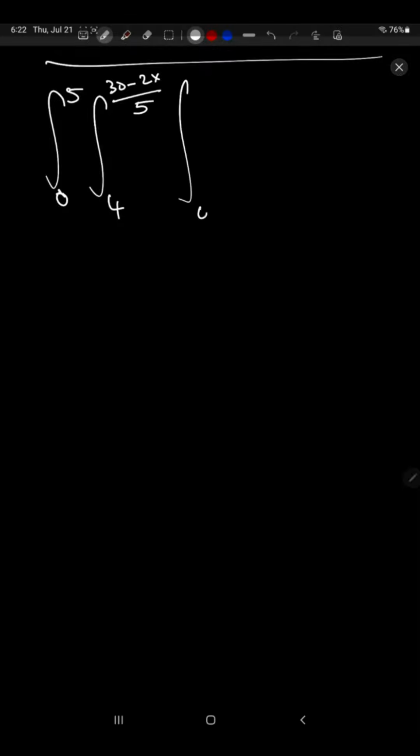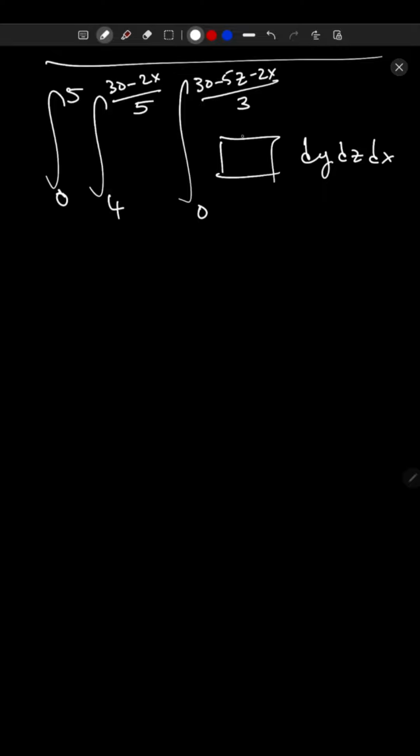So our last example is swapping orders of integration. Let's say we have this problem here. So 0 to 5, 4 to 30 minus 2x over 5. And this one is 0 to 30 minus 5z minus 2x all over 3. dy, dz, dx. We're integrating something. And for whatever reason, we've decided dy, dz, dx is no good, right? Maybe the integral is too hard. Perhaps we want to try swapping the order of integration.